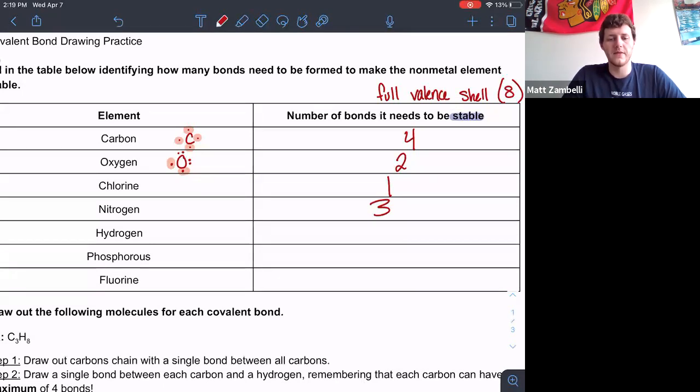All right, I heard a couple different numbers. We have to remember that hydrogen has 1 valence electron, but hydrogen only needs 2 valence electrons to be stable because it's in that first row, which means it only needs to form 1 bond. But what about phosphorus?